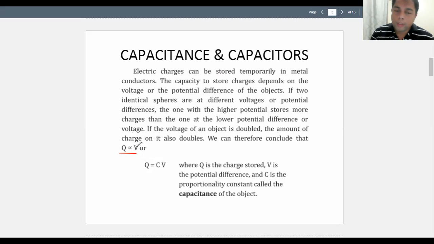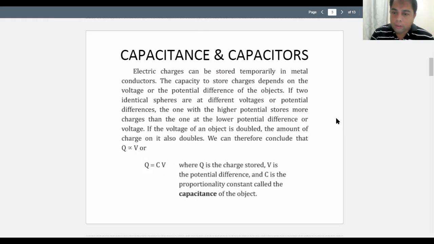Now, when we make this proportionality an equation, we add a constant called C, and C is what we call the capacitance, in farad. So when we complete our equation, we have Q equals C times V. Q is the charge, V is the potential difference, while C is known as our capacitance. In the next slide, we will see the unit that we attach to C. Let me erase this.